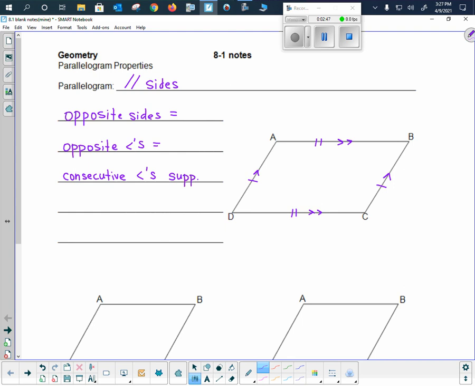So in other words, in this picture, angle A and B, since they're next to each other, add to 180. B and C add to 180. C and D add to 180. D and A add to 180.